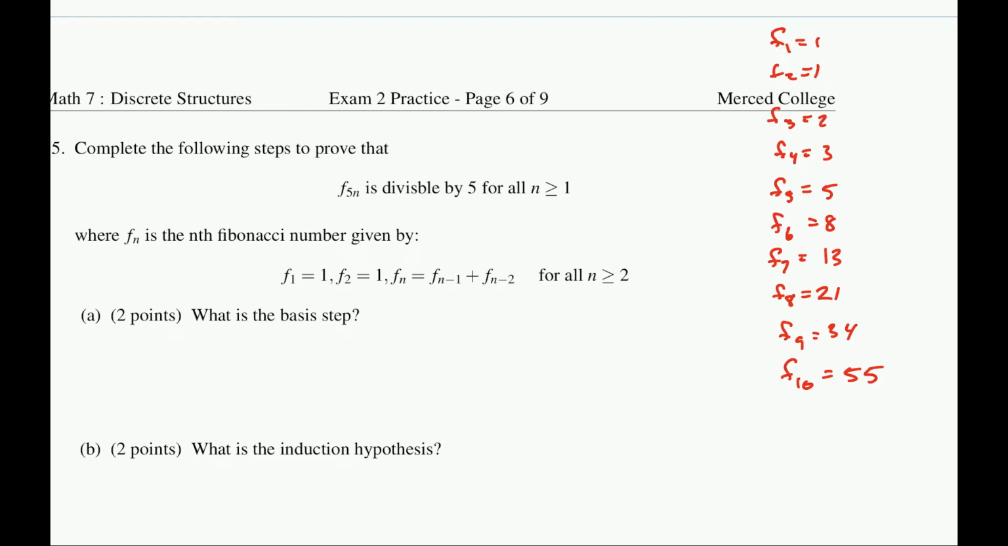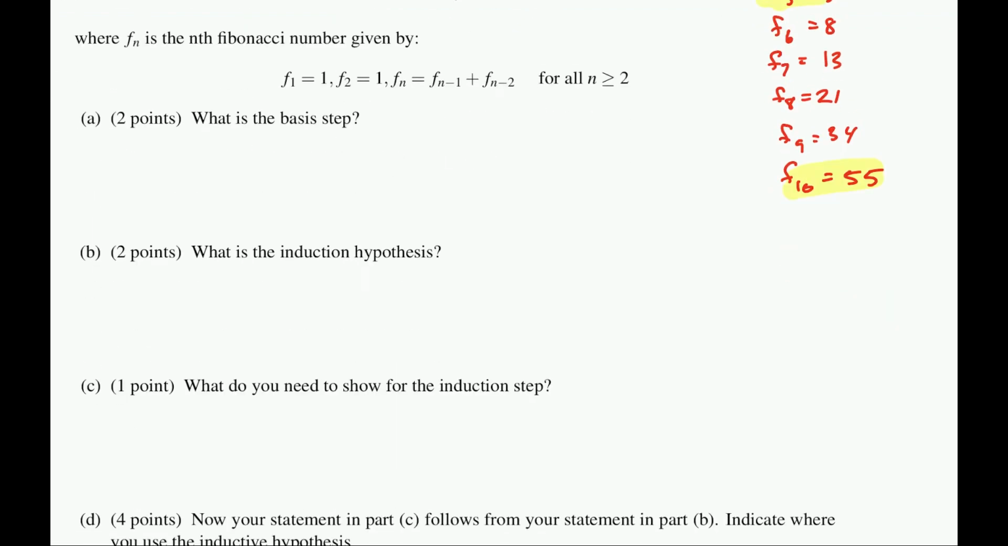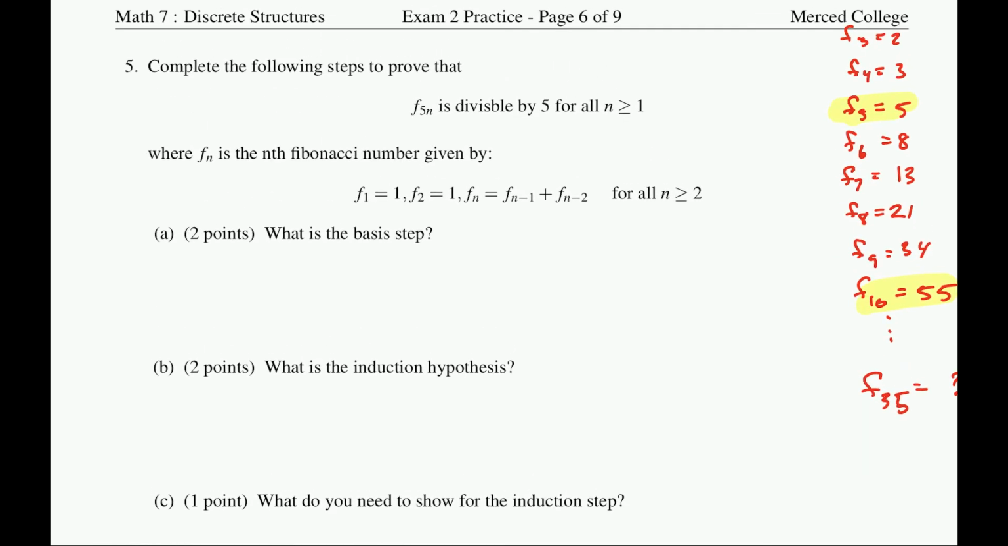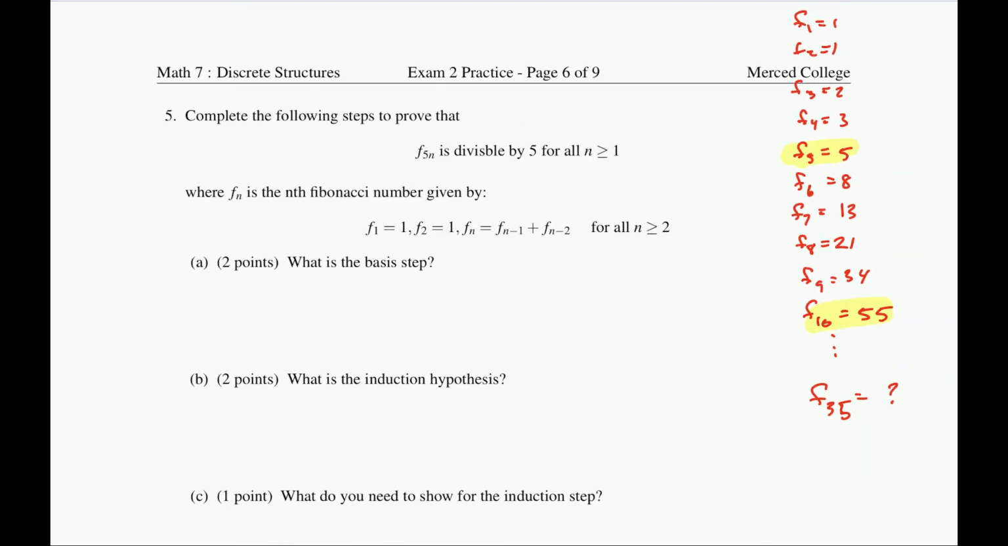Again, notice that the ones divisible by 5 here, this one and this one, the index is divisible by 5, 5 and 10, and the Fibonacci number is also divisible by 5. That pattern actually continues forever. If you were going to look down at f35, I don't know what it is, but I know it's divisible by 5 because that's what this theorem says. So that's what we're proving, that all of these are going to be divisible by 5.